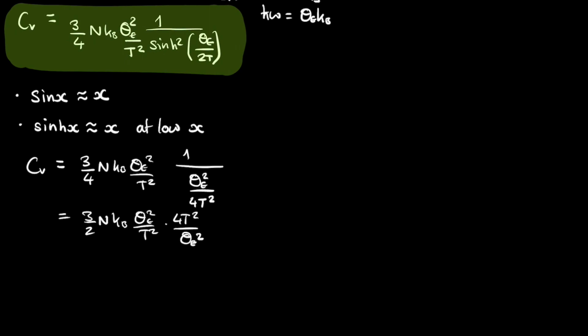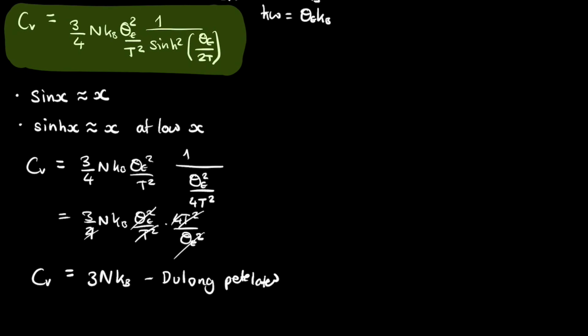And I hope you guys can see by now that a lot of stuff is going to cancel. Firstly, we can cancel the temperature squareds, we can cancel the Einstein temperatures, we can cancel the 4s if I'd have just written the 4 correctly. So what are we left with? Well, barely anything. But we are in fact left with 3 n k_B as the heat capacity. And what is this? Well, this is the Dulong-Petit heat capacity, of course, that we just derived earlier. The Dulong-Petit law. So we've recovered it.